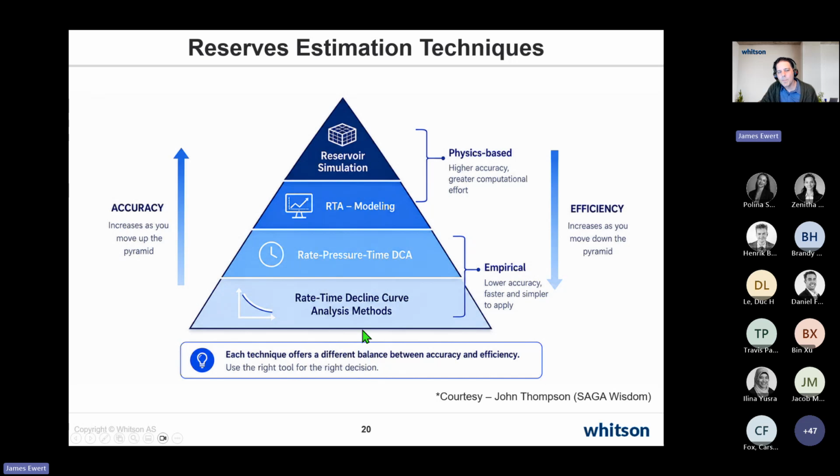Now, RTA is kind of above decline methods and rate time methods. We use pressure, so that's a big difference between decline and type wells: RTA really needs those pressures to give context for those rates, right?